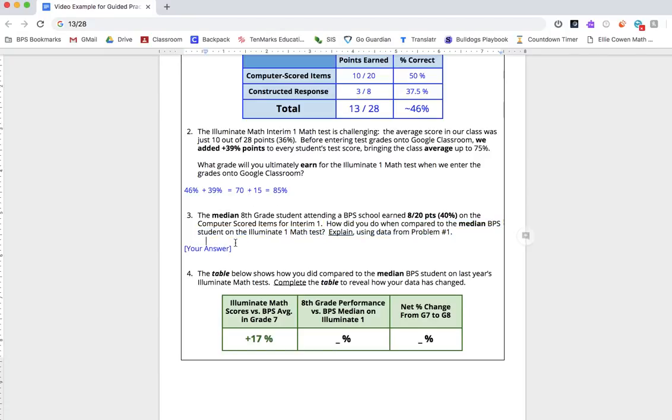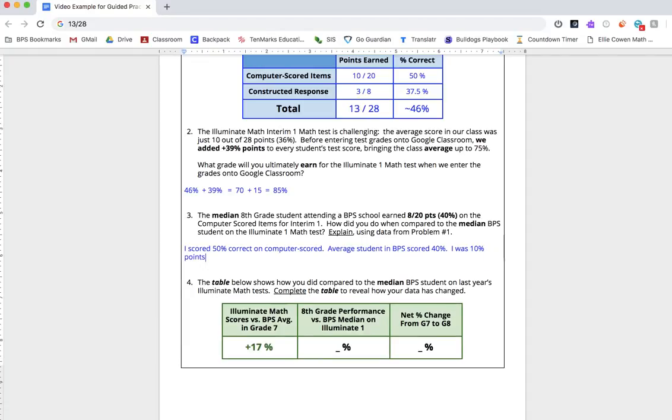In this student's case, they could say that I scored 50% correct on computer score. Average student in BPS 40%, I was 10% or 10 percentage points higher than the median student in BPS. We could get specific: median, greater in BPS. Now, number 4 is going to have you take this data from number 3, how you did compared to the average or median BPS student.